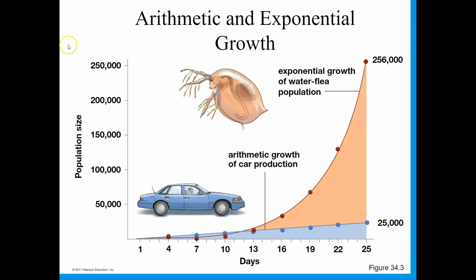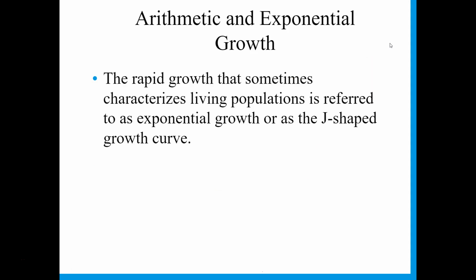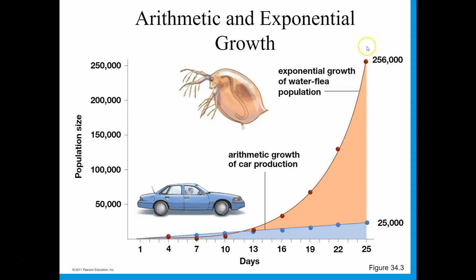So here you have arithmetic growth, and you're just slowly increasing the number. The example it uses is car production. Here's exponential growth, where you can see this number is increasing quite rapidly as the number of days increases. It's just sort of exploding off the page here. The rapid growth that sometimes characterizes living populations is sometimes called a J-shaped growth curve. I'm not as interested in that. I just want you to know an exponential growth curve looks like an explosion. Things are rapidly increasing in size, whereas arithmetic growth is very slow and limited.